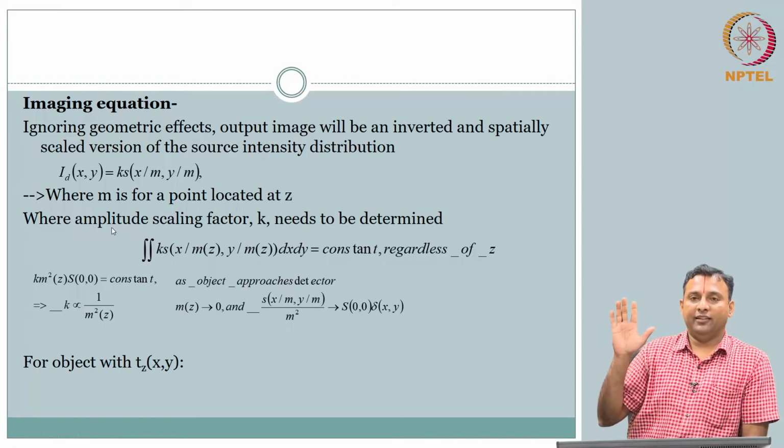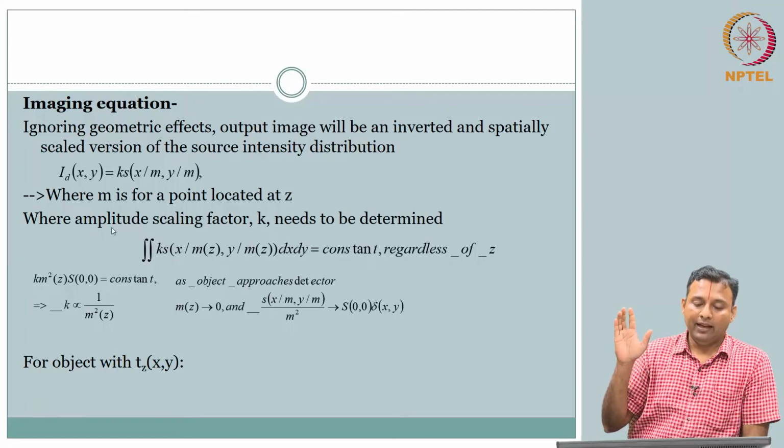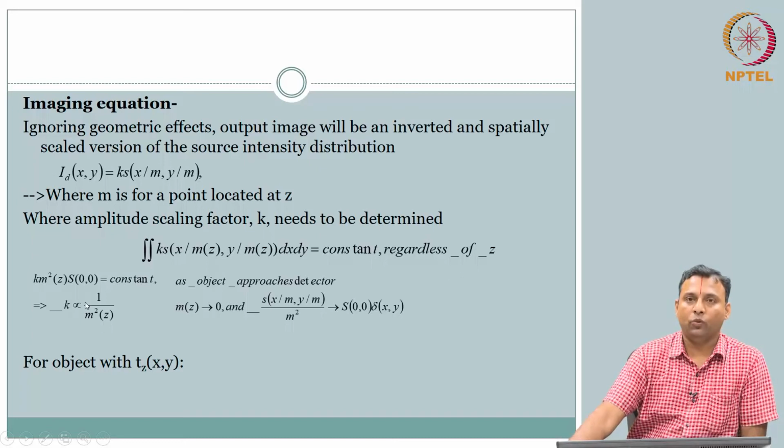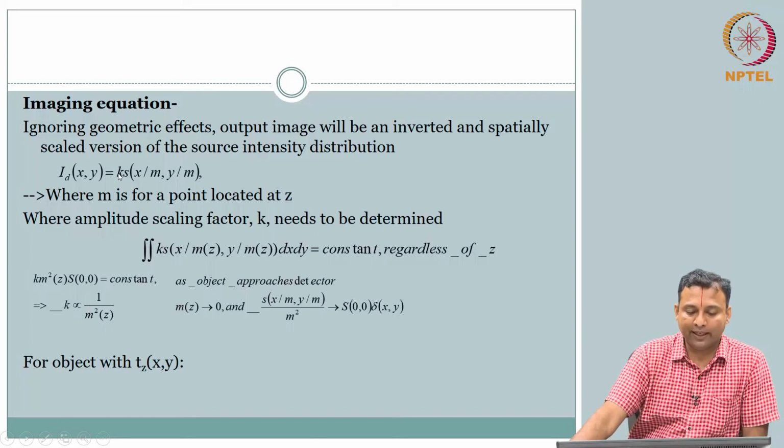So in this sense, you can essentially take the effect of the magnification factor and the depth dependent magnification factor. So m of z captures one in terms of the other, and we can get a k.